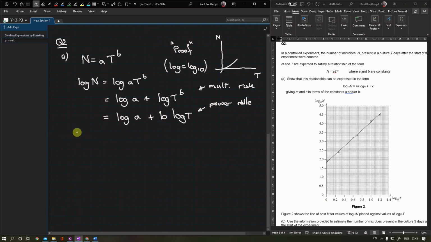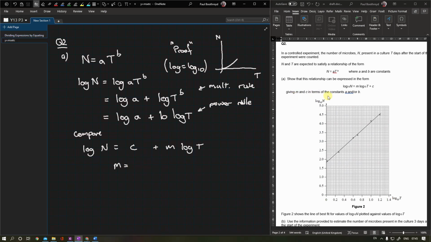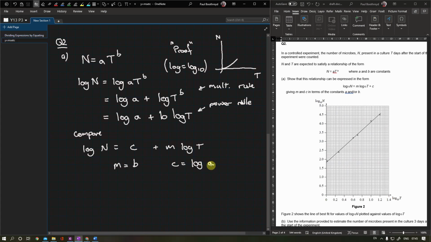So now we're going to compare this with log n equals c plus m log t. So m equals b, and it says m in terms of A and or B. So m is b, and c equals log base 10 of A. So we've got our first question there.